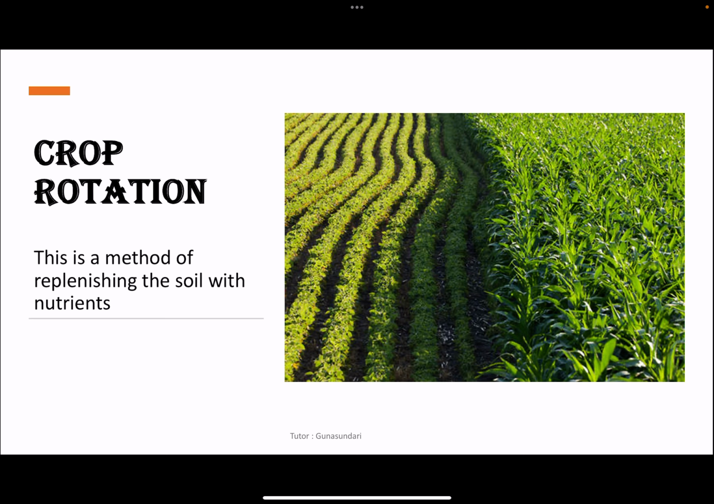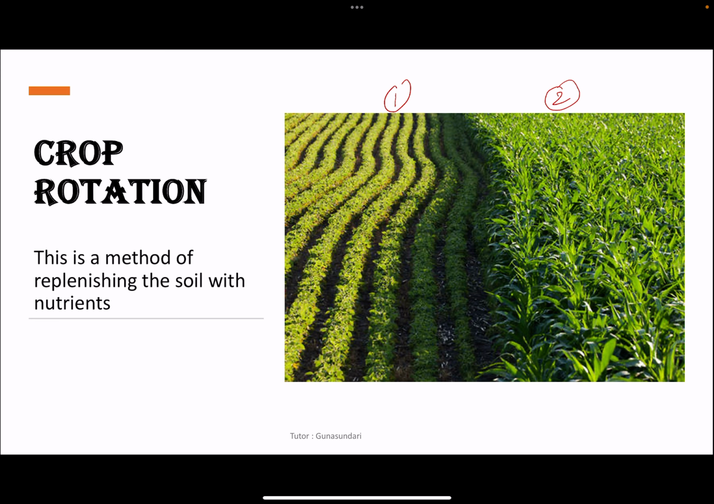So these are all some of the foods we get from animals. Now this is crop rotation. What do you mean by crop rotation? This is a method of replenishing the soil with nutrients. And you can see in the picture there are two different crops. Crop 1 and crop 2 are grown in the same field.